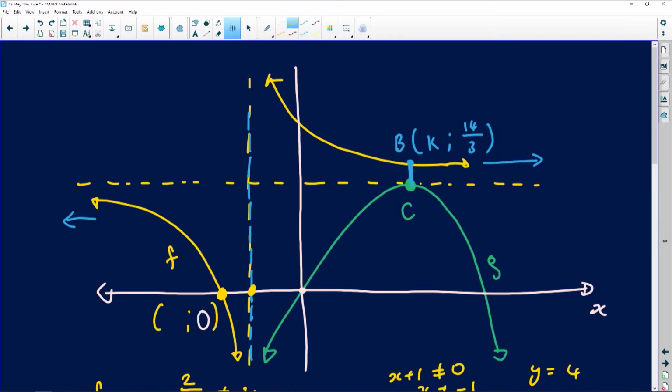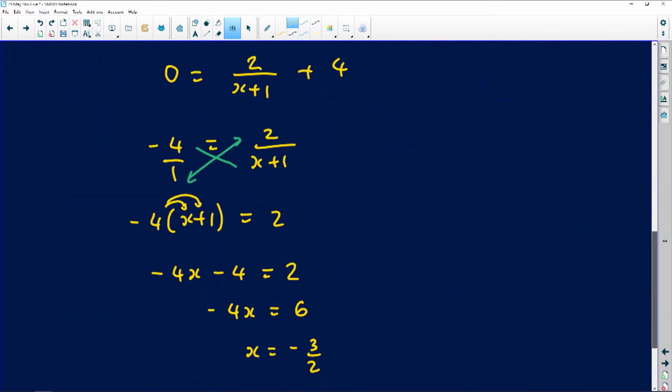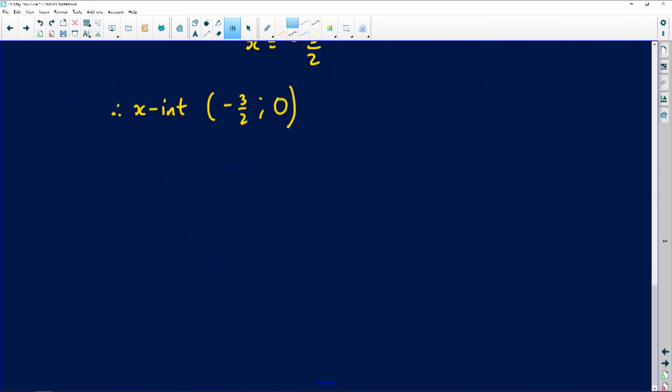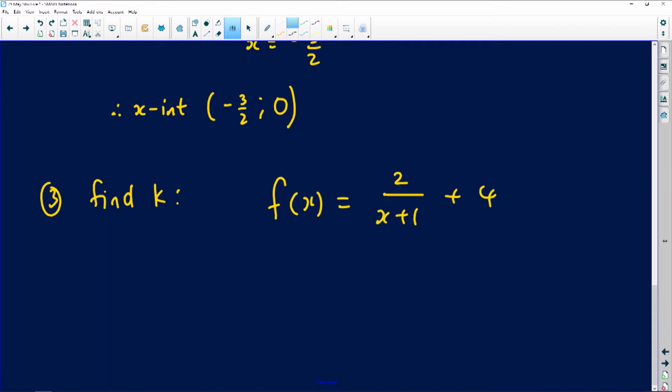So let's do exactly that. You will notice that K is actually the unknown variable that you're looking for. The Y value is 14 over 3. Let's come back and do that. So what do I start by doing? We are looking for K. The question says find K. No problem, examiner. I'm going to say F of X equals 2 divided by X plus 1, plus 4. Why am I using the graph of F? Because B lies on F, right? And we were told that the coordinates of B are simply K and 14 over 3.